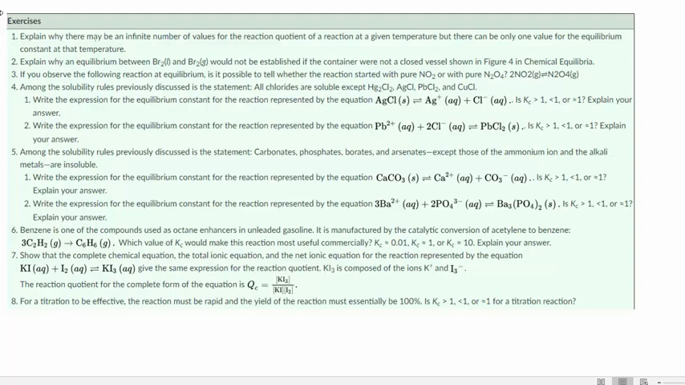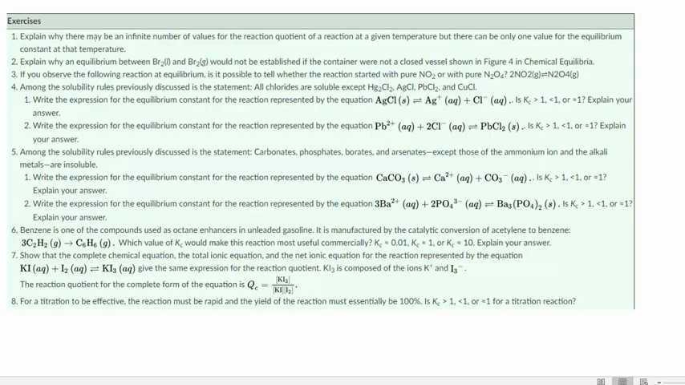Number 1, explain why there may be an infinite number of values for the reaction quotient of a reaction at a given temperature, but there can only be one value for the equilibrium constant at that temperature. As the equilibrium is establishing, those concentrations are changing, so the reaction quotient will change with the changing concentrations. One of the defining points of an equilibrium is where there's a steady state in those concentrations, so they effectively don't change. And that's why there is one value for the equilibrium constant, but there can be an infinite number of values for the reaction quotient.